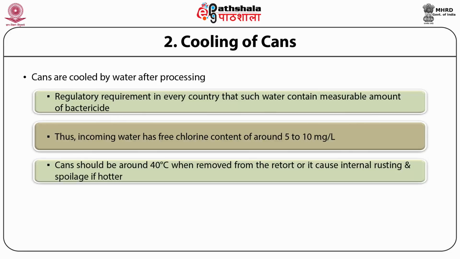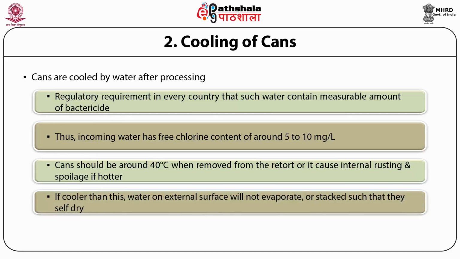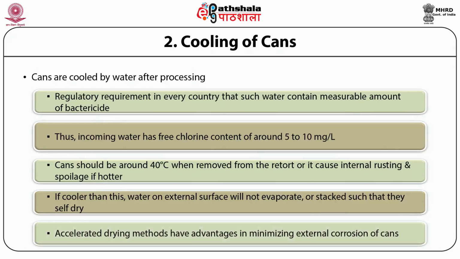If they are warmer than this, there is a risk of thermophilic spoilage, chemical degradation, and significant internal corrosion. If they are cooler than this, insufficient heat will remain to evaporate any water adhering to the exterior of the can. Cans should be stacked in such a way as to enable self-drying to occur prior to labeling and packing. Accelerated drying methods such as the use of hot air or steam spray or rolling cans over sterile absorbent surfaces have advantages in minimizing the external corrosion of cans.